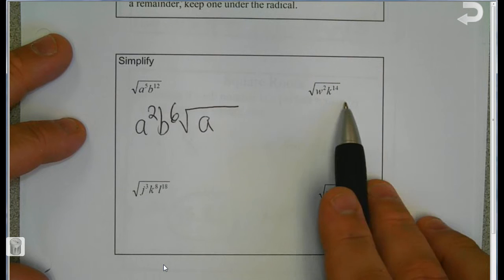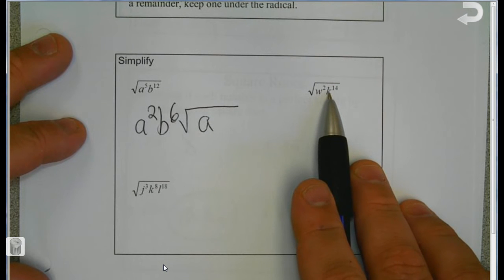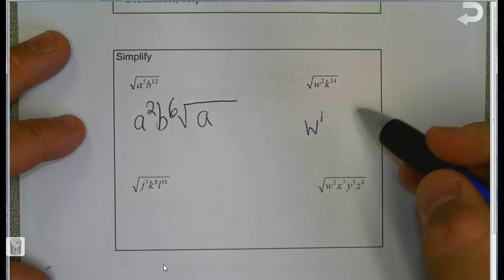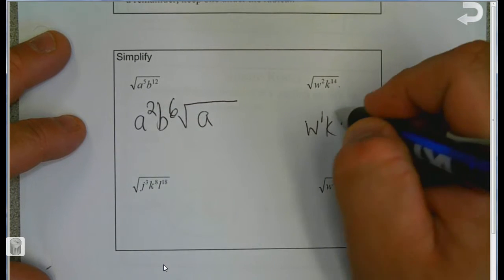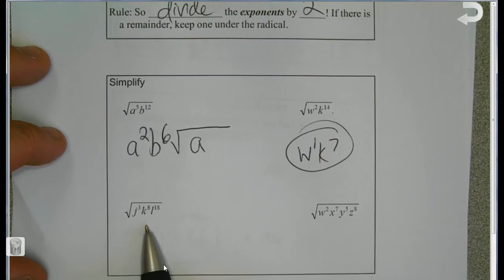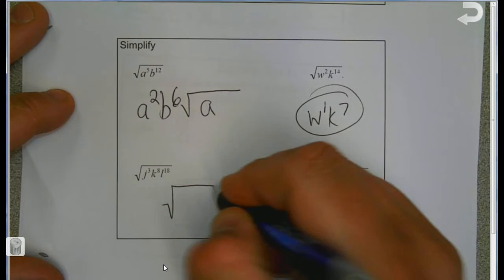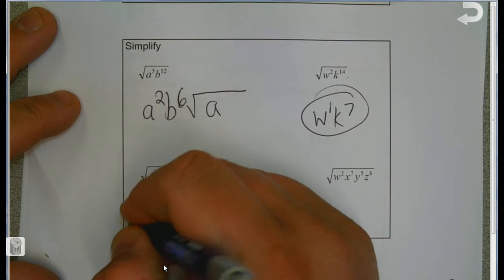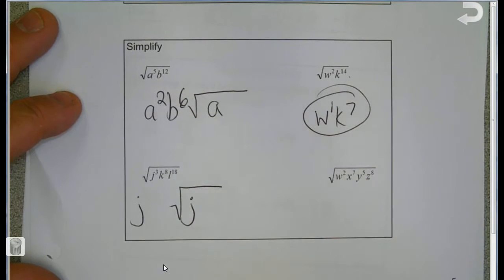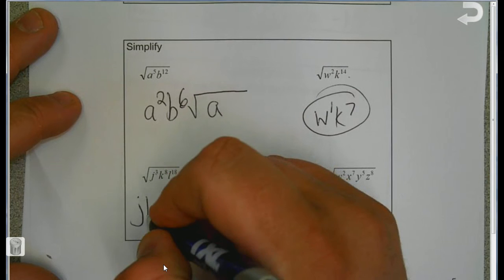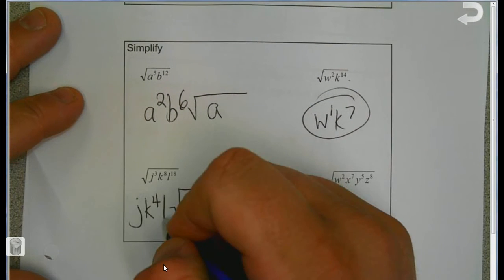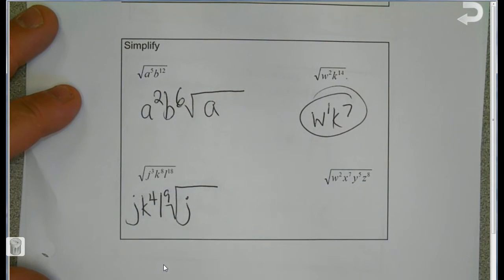Now, with this one, both of these are even, so you're not going to have anything left over. 2 divided by 2 is 1. 14 divided by 2 is 7. Final answer. With this one, there is an odd exponent, so we will have some left over. J to the third divided by 2 is j to the first with a j left over. K to the 8th divided by 2 is k to the 4th with none left over. L to the 18th divided by 2, L to the 9th, none left over. Final answer.